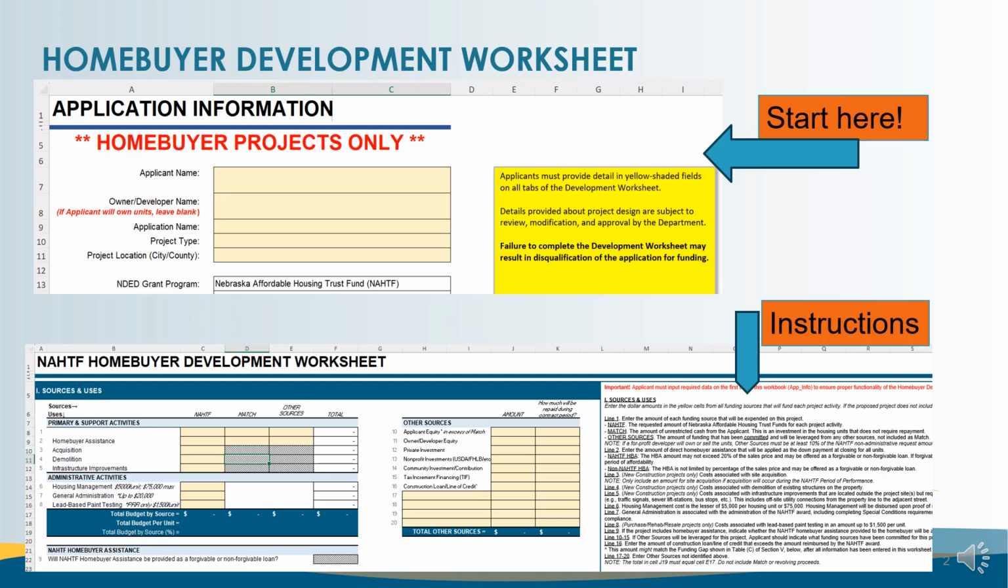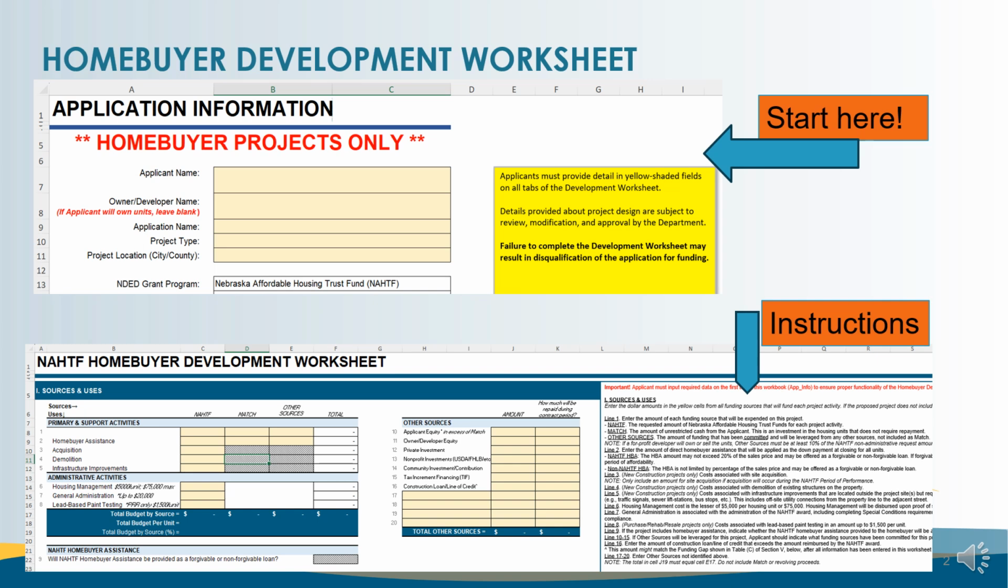Applicants with homebuyer projects involving new construction or the purchase of existing units for rehabilitation and resale to eligible homebuyers must complete a homebuyer development worksheet. The department has a required template that applicants must download from the trust fund webpage. The completed worksheet must be uploaded to the application as an Excel.